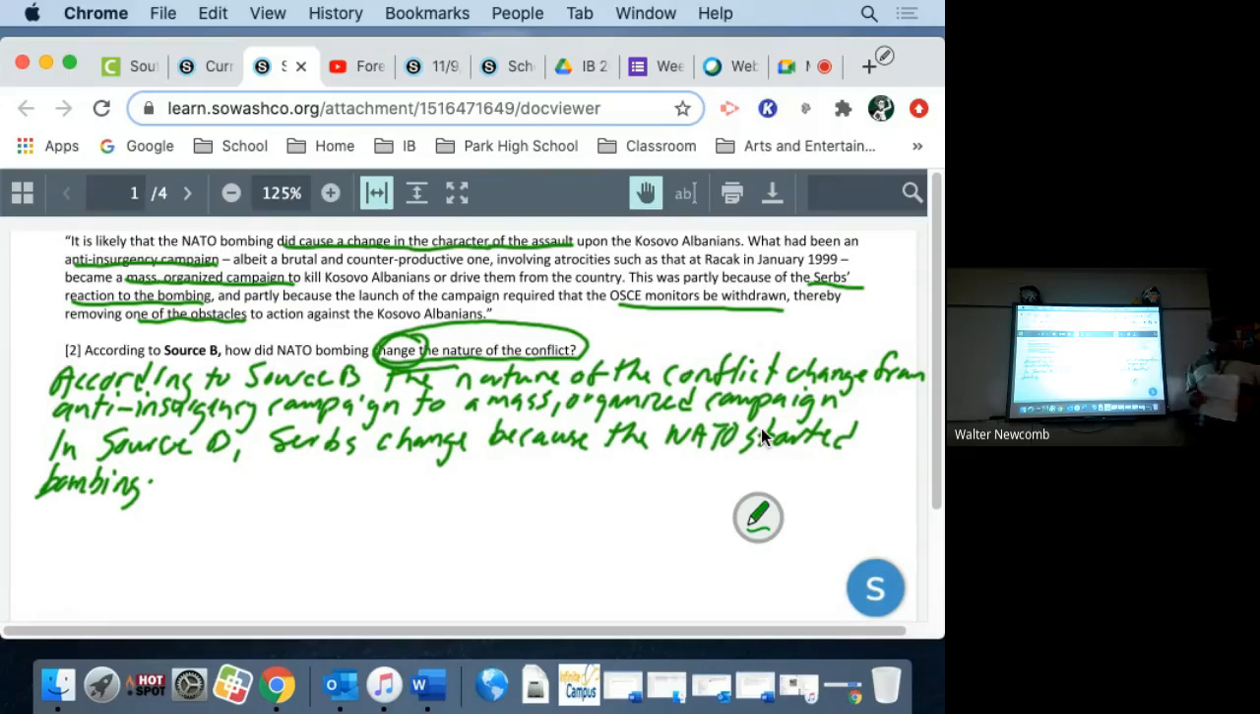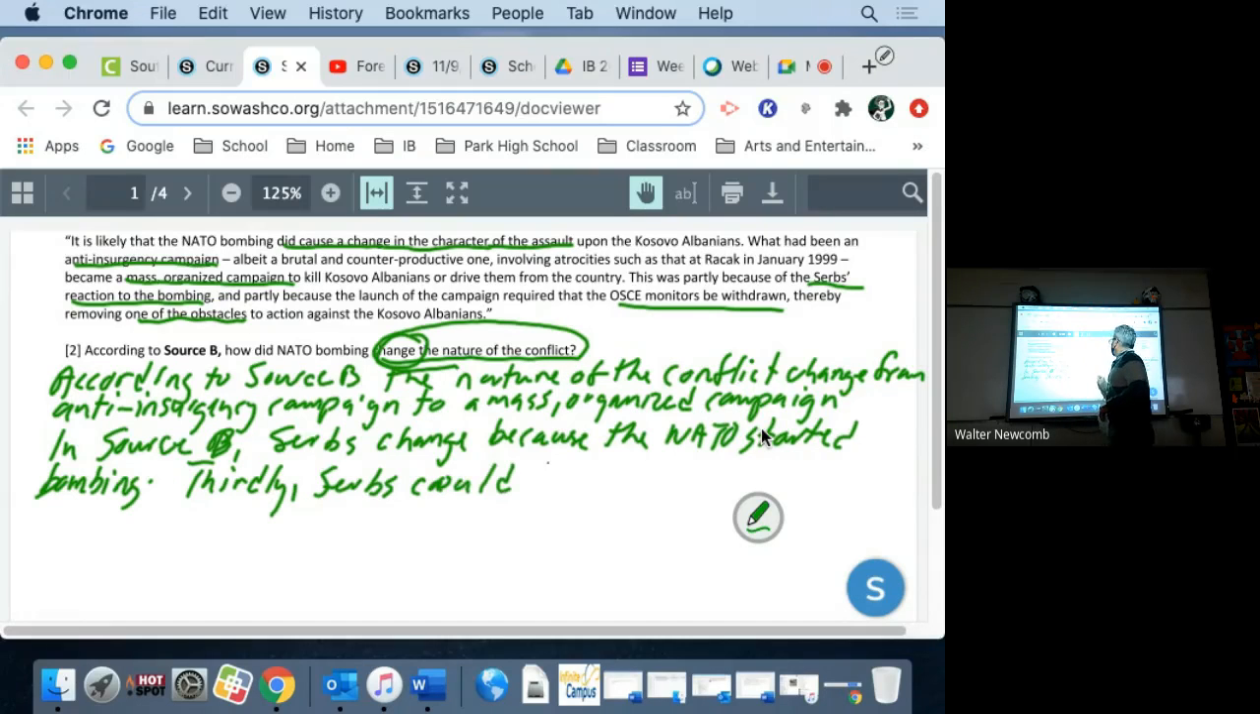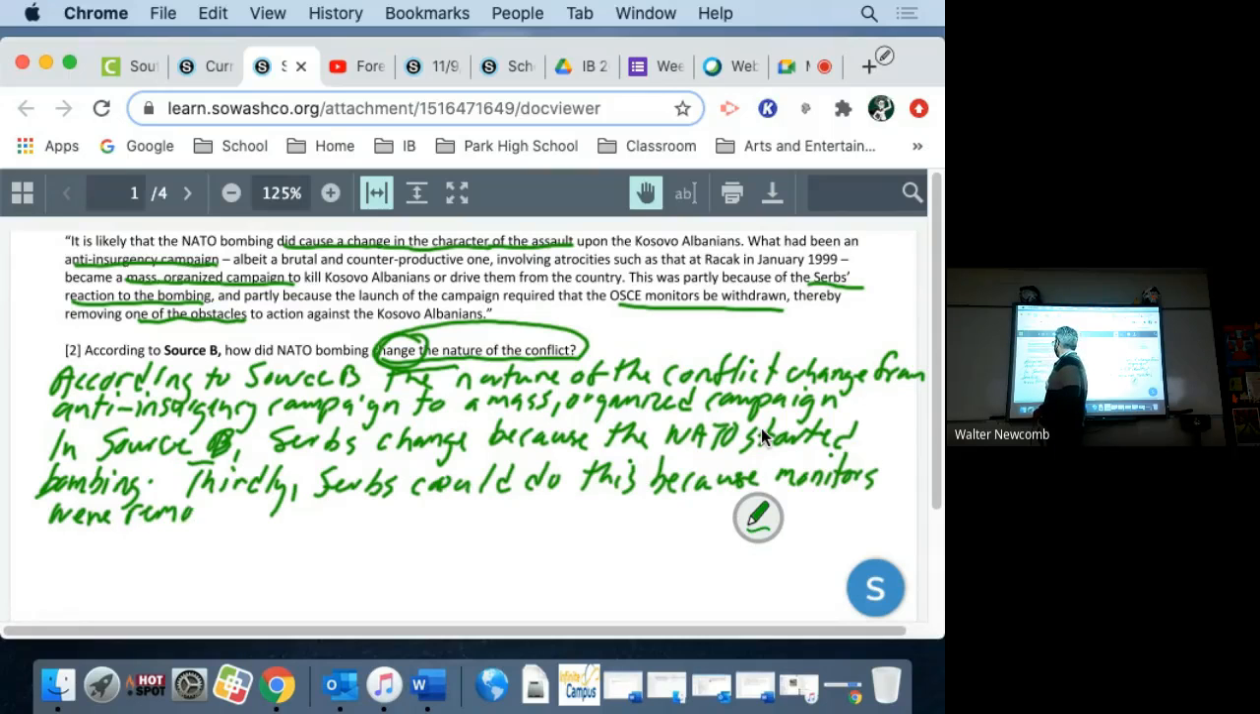You know, we can actually even make a third one here. Finally, or thirdly, Serbs could do this because monitors were removed. And monitors being, and if we wanted to, we could be very specific, because I forgot to use the source itself, I'm going to once again reference it there. And it should be B.